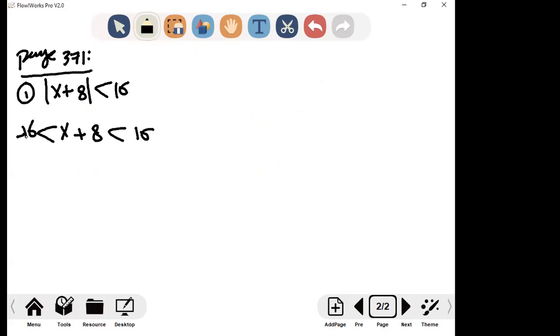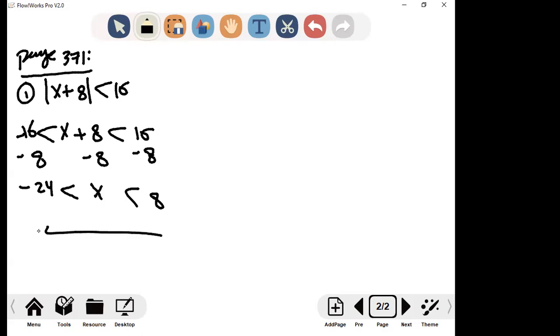Now solve. We get rid of the plus 8 by subtracting 8 on the three sides. So here is still x, here 16 minus 8 is 8, and negative 16 minus 8 is negative 24. Now you can graph it. It is between negative 24 and 8, both open circles. Same idea. To check, guess and substitute.